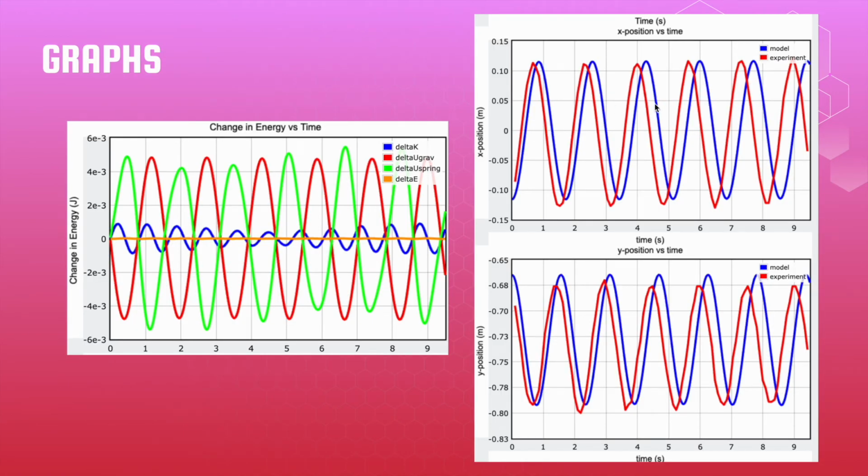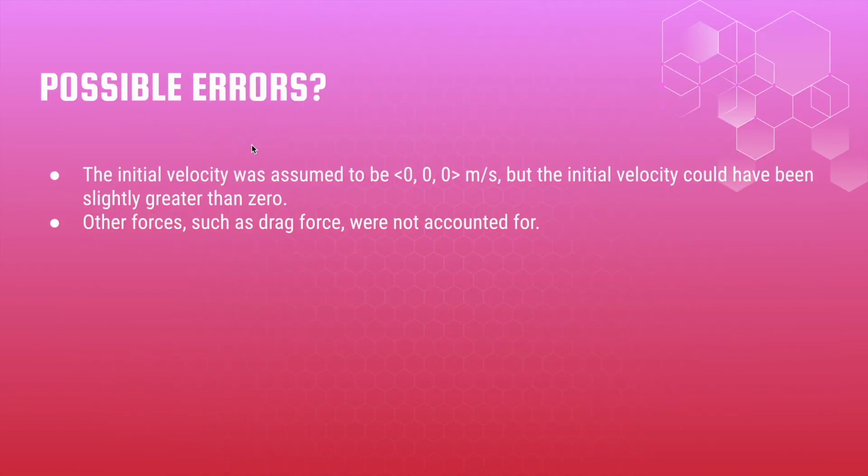So here are what the position graphs looked like. They weren't shown in the video, but here are the position graphs, and here was the change in energy versus time graph again. Some possible errors from this experiment could be that the initial velocity was assumed to be 0 meters per second, but the absolute value of the initial velocity could have been slightly greater than 0. So it could have been in the negative x direction or the negative y direction. Other forces, such as drag force, were also not accounted for in this experiment.